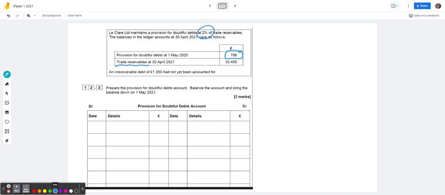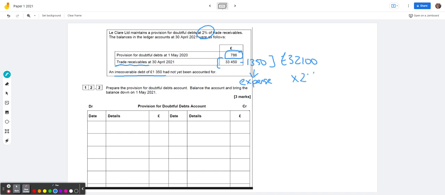So trade receivables were 33,450, but it does tell us that there was an irrecoverable debt of 1350 that's not yet been accounted for. So we do need to remove that before we go any further to find the trade receivable. So that one will be credited from trade receivables and debited into the income statement. So this 1350 is going to be an expense on the income statement, and that will leave us with trade receivables of 32,100.